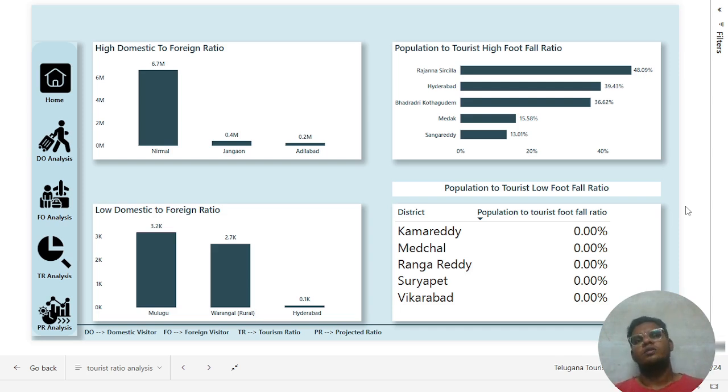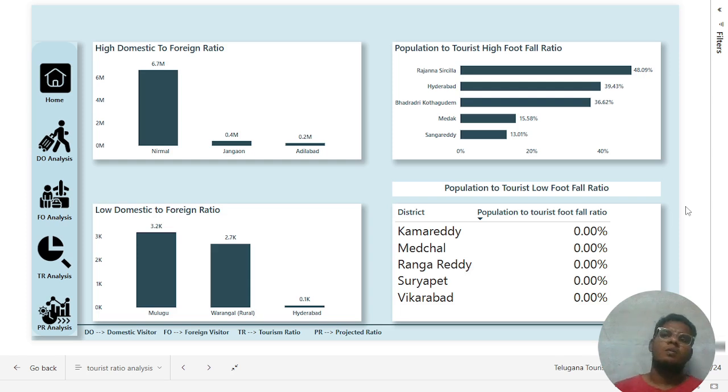High domestic to foreign ratio is nothing but the places that domestic people visited more than the foreign people in Hyderabad. Nirmal is the first place, Jagtial is second place, then Hyderabad. In Nirmal, why are the domestic people visiting compared to the foreign people?